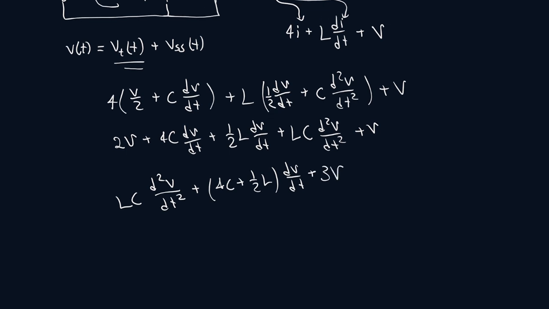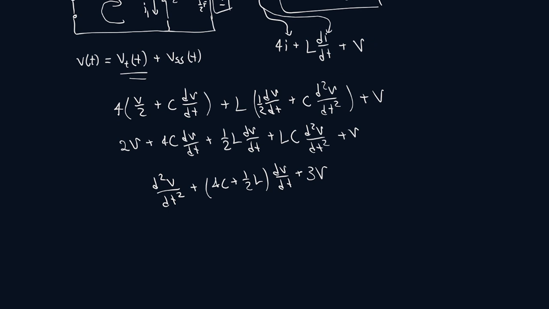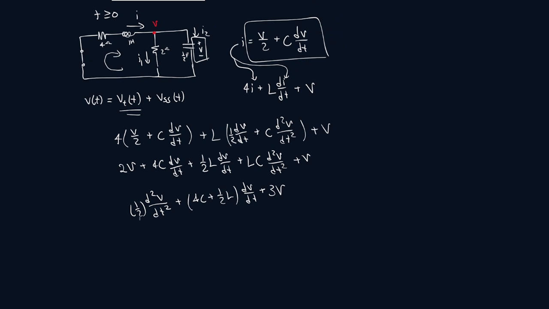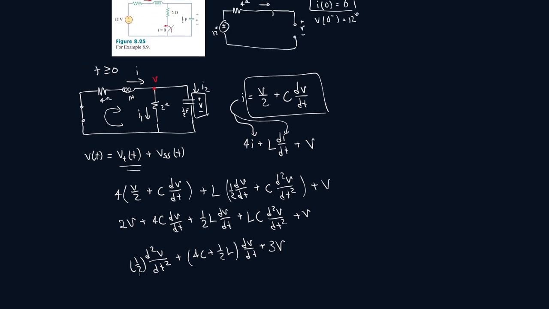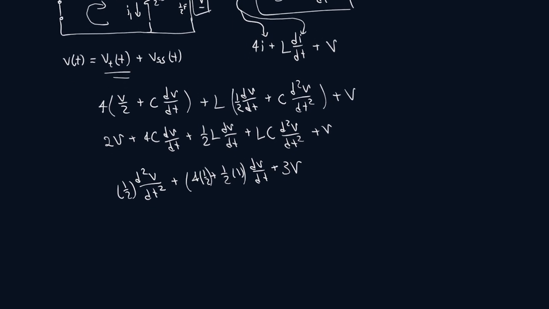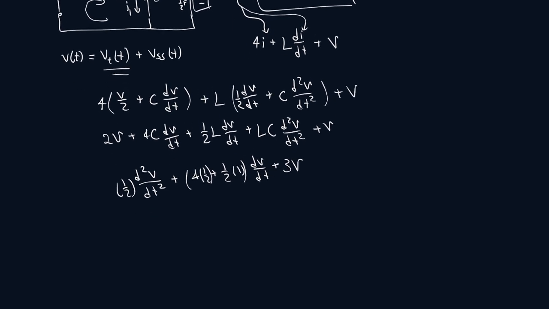So LC, that's 1 times 1 over 2, so just 1 over 2 really. Then what else? This is going to be 1 over 2, and this is just 1. So let me just continue writing this.